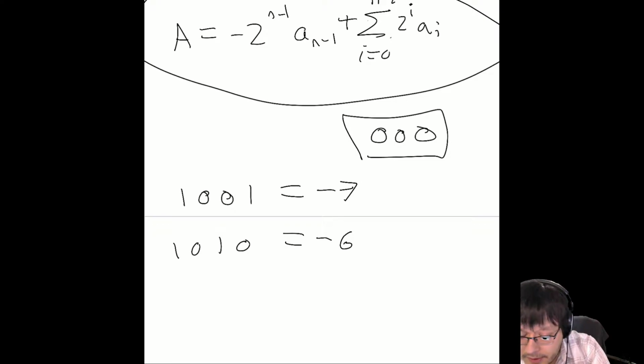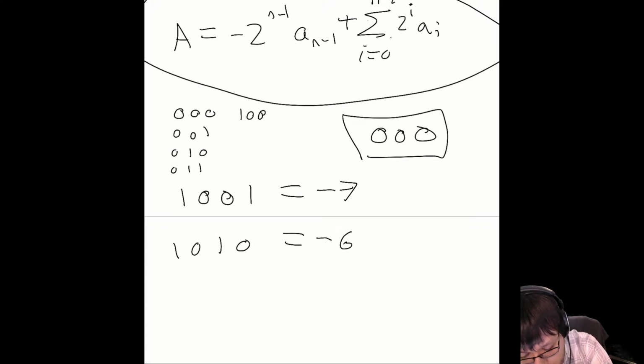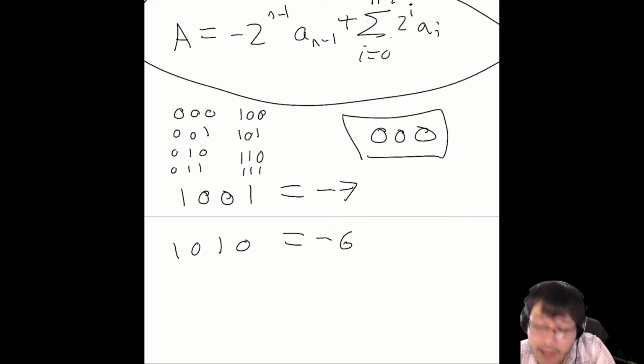Yes, because we count 0. So, basically, 000, 001, 010, 011, then 100, 101, 110, and then 111. So there you go, you have 8 values in there.